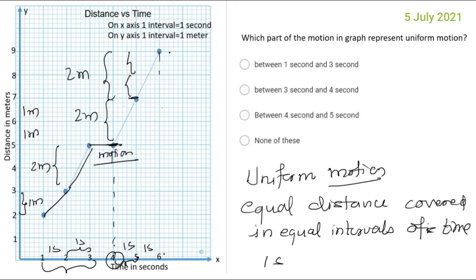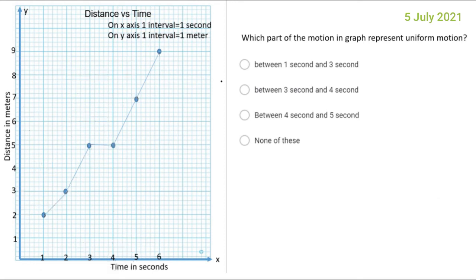So here this is the example for uniform motion, because equal distance is covered, that is 2 meter, in equal intervals of time, that is 1 second. Okay, but you can see there was an error in this question itself. Option of 4 second and 5 second is given. It should have been actually 6 second, which was not told to you.